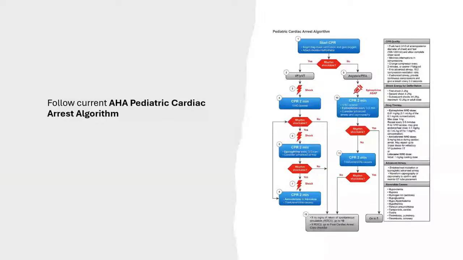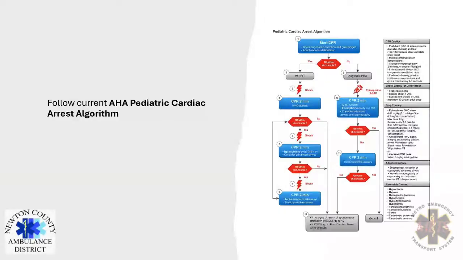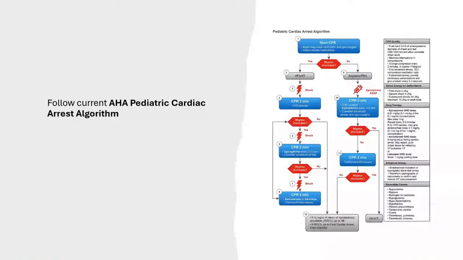If it's shockable, continue CPR. After giving the shock, consider advanced airway. And then after that, we can consider amiodarone or lidocaine. For PEA, give epinephrine as soon as possible, CPR for 2 minutes, IV/IO access, epinephrine every 3 to 5 minutes. Consider advanced airway at that time. Reassess rhythm, CPR for 2 minutes, and then think about the reversible causes.